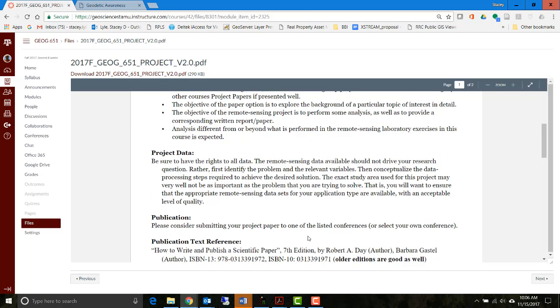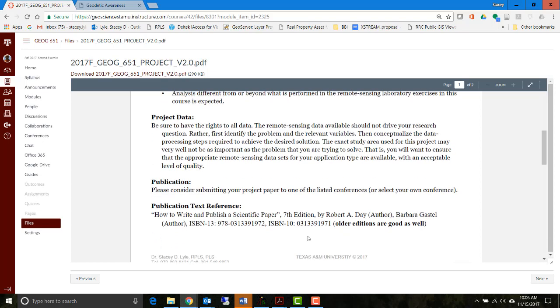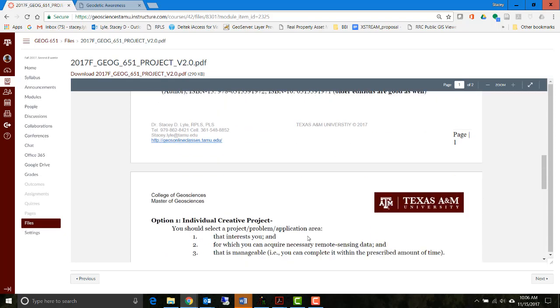I have this book, How to Write and Publish a Scientific Paper by Robert Day. It's a great book if you're looking to improve your writing. I'll have some excerpts from that to help you. But if you can find one of these used, it's a good book to look at.